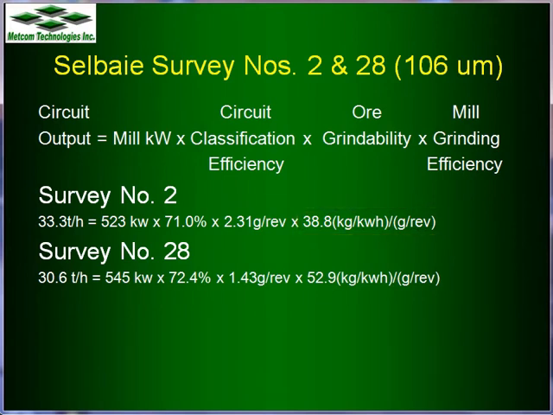Months after the grinding media were changed, another survey was carried out. This time, the production rate of new minus 106 micron material was 30.6 tons per hour. The mill draw was 545 kilowatts. The percentage of coarse material in the mill, or the classification system efficiency, was 72.4%. The grindability of the ore was measured to be 1.43 grams per revolution. The overall mill grinding efficiency increased to 52.9, a substantial increase over the 38.8, and this is directly attributable to the change in grinding media.